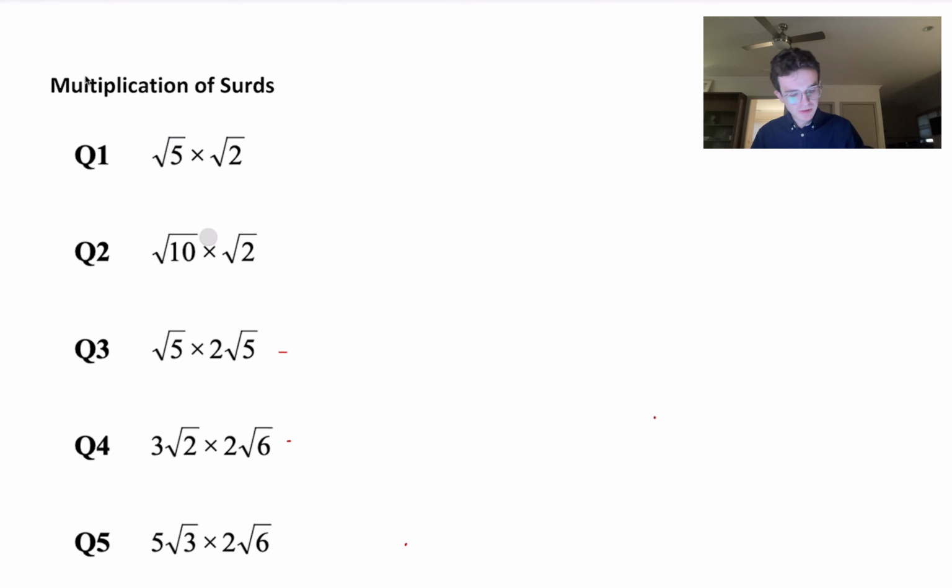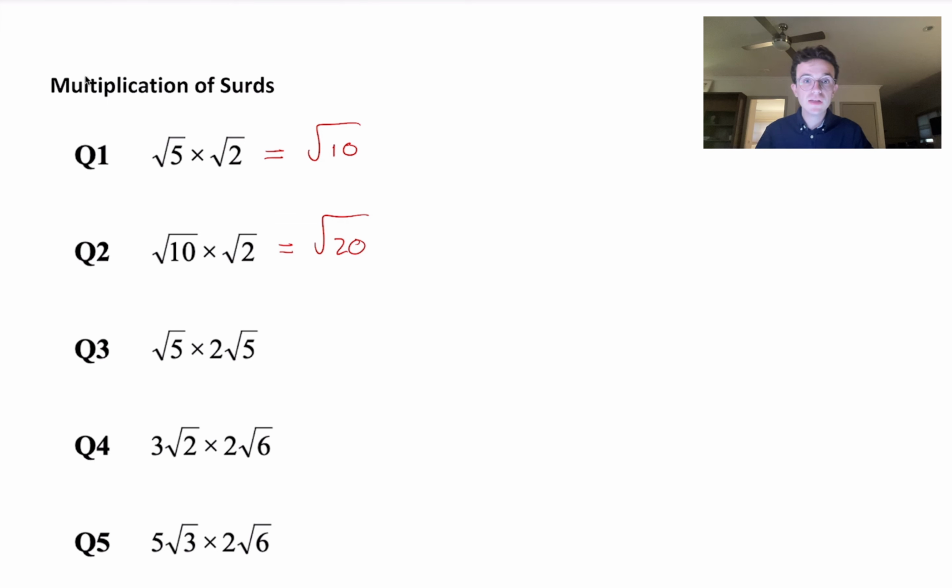Okay, the multiplication of surds and the division of surds works a bit differently to adding them. All we have to do is multiply the numbers under the square root sign. So 5 times 2 is 10. Let's multiply the numbers under the square root. 10 times 2 is 20.